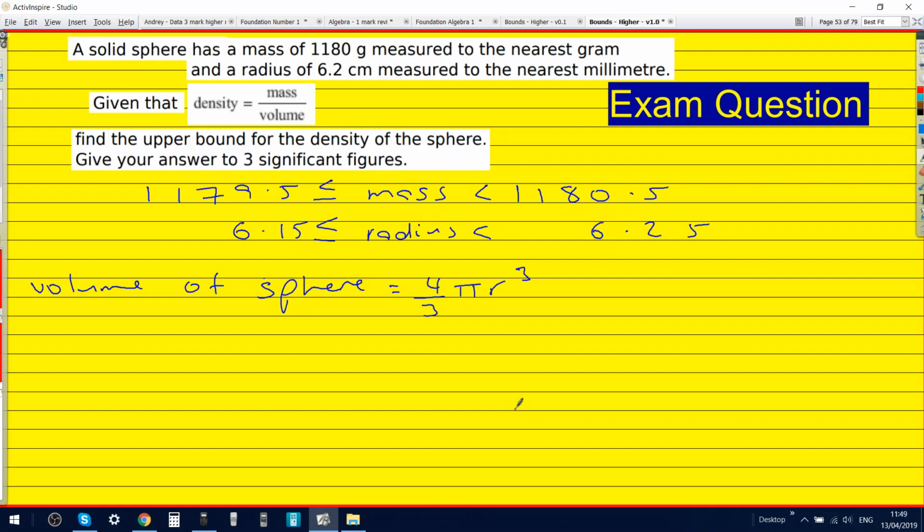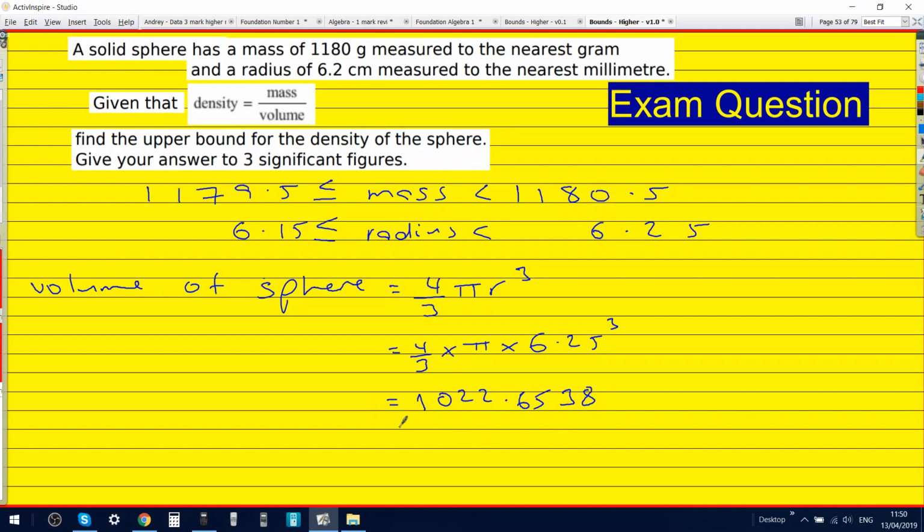So 4 over 3 times pi times our upper bound radius, so 6.25 cubed. That gives us 1,022.65. Actually, more, so 3.8.